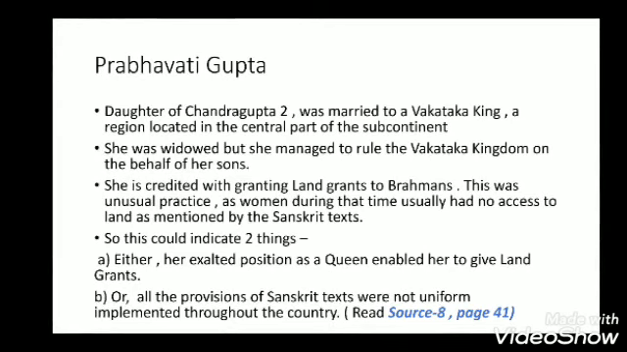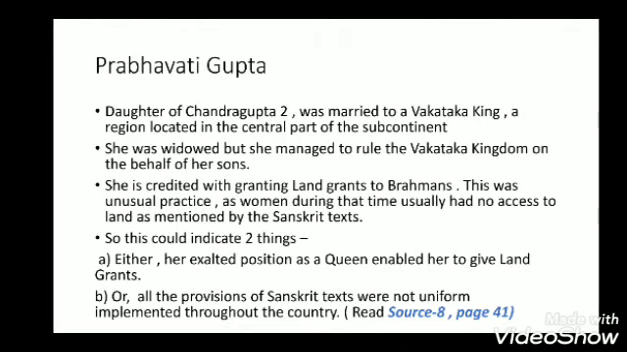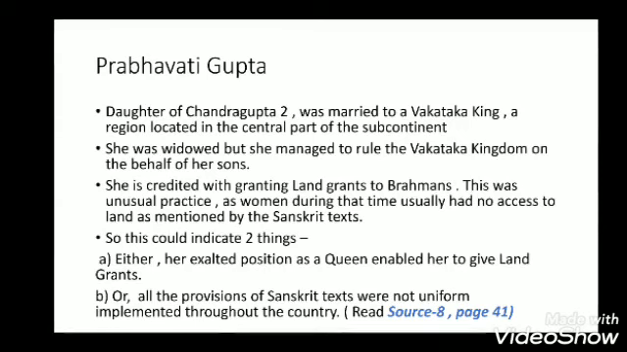And why is that? Because the Sanskrit texts of that time mention that once women got married, they never had any access to land. What did they have access to? They had access to Stridhan after they got married. So they had no access to the land passed down to the sons of the family. This was the entire setup. But Prabhavati Gupta's condition was vastly different.